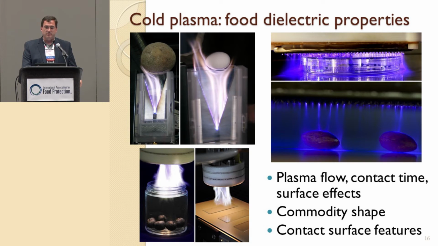Small, round seeds are going to behave differently when you're using the same system to kill salmonella on almonds, all right? Because the shape of the product is different, the configuration is different, and the way the plasma wraps around the product and the interaction of the atomic oxygen and the electrons with the organisms on the surface is going to be very, very different.